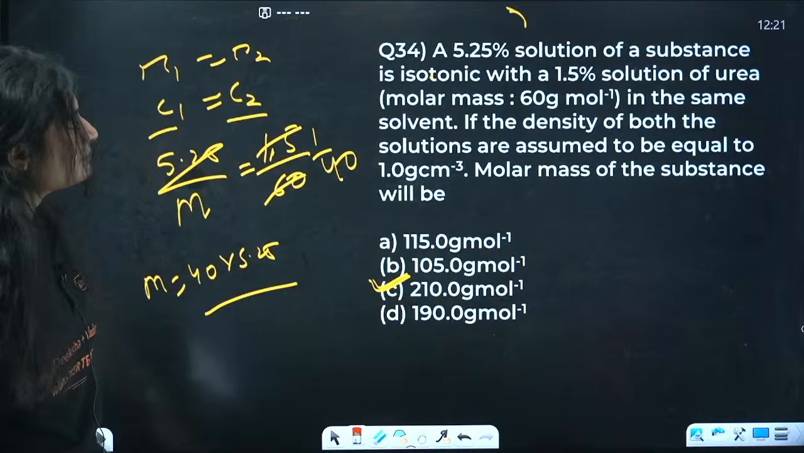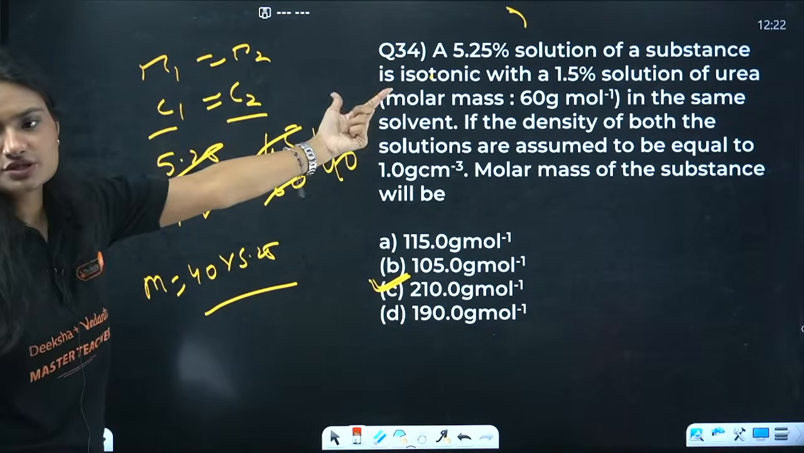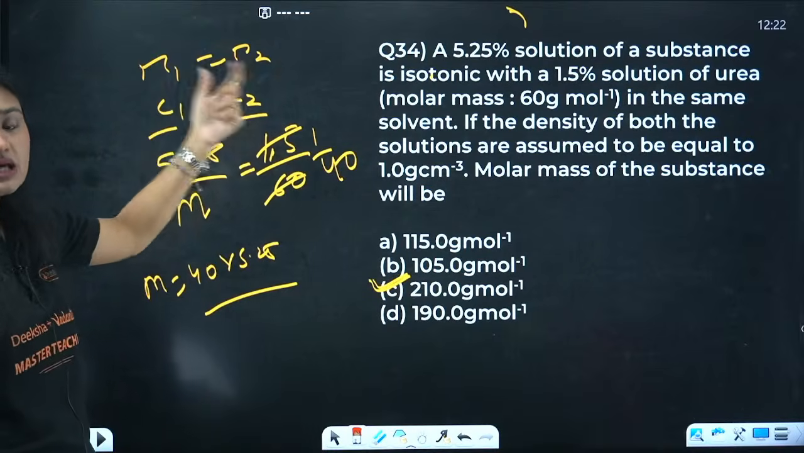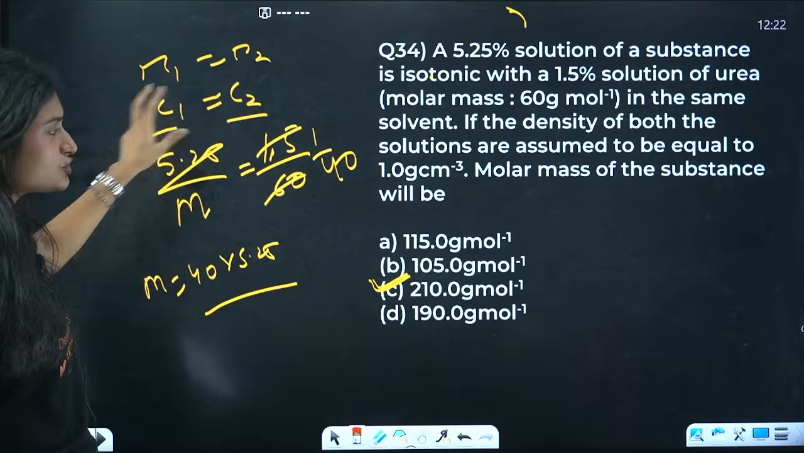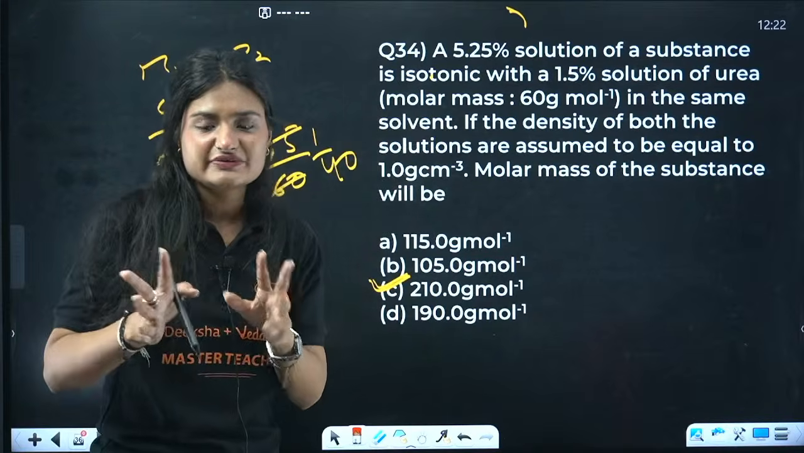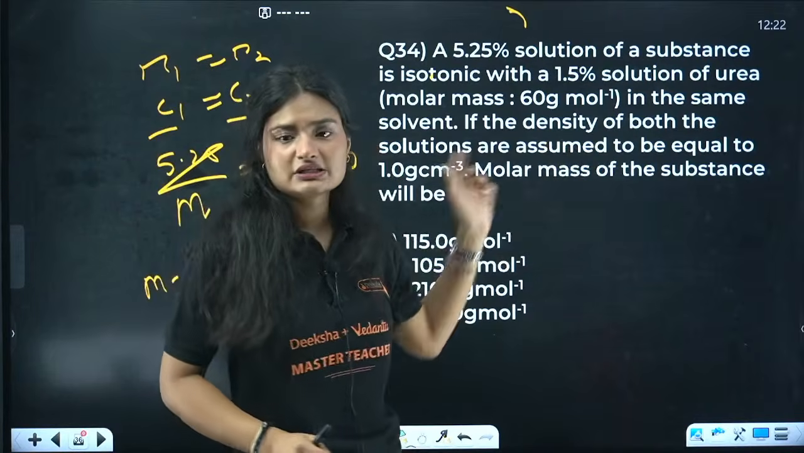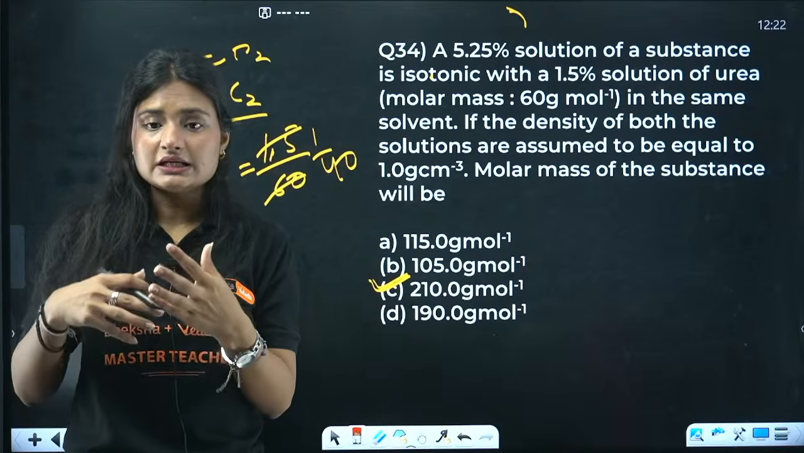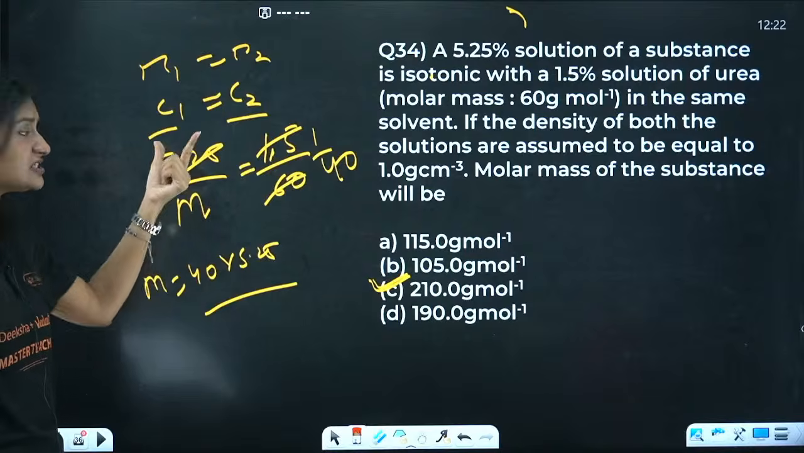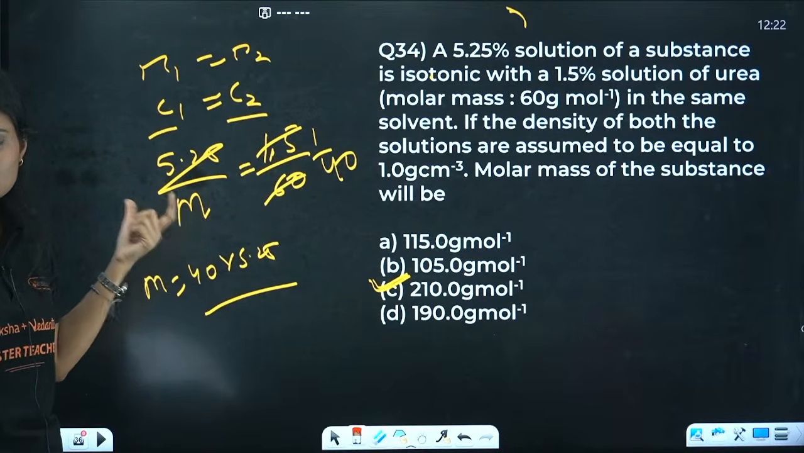Next question, a 5.25% and 1.5%. Again, in this question, the word isotonic is used. Isotonic means both the osmotic pressures are the same. If osmotic pressure is the same, that means the concentrations are equal. In terms of concentration, we are given the data for two molarities. But see, the quantity of water is the same, the amount of solution is the same. So we can ignore the solution part and just take the number of moles of the solute itself.